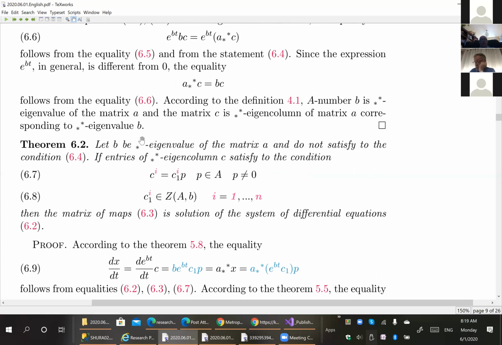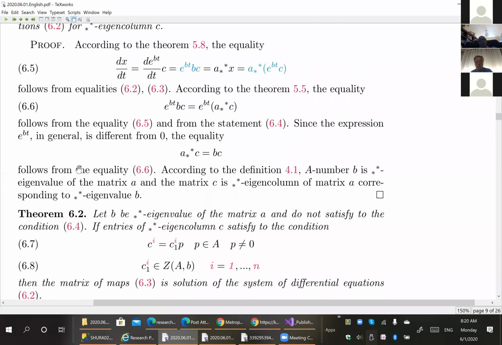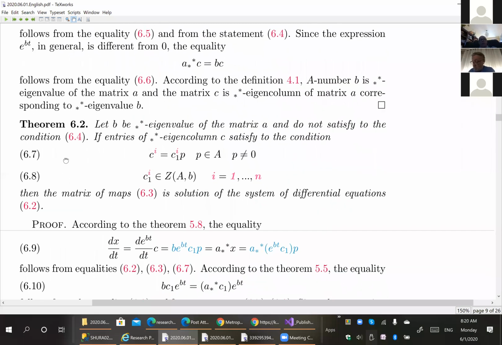In this case, I can write column C as the product of column C1 times P, where P is any number. Then I request that C1 commutes with B. Each entry of the matrix C1 commutes with B. This is also a choice where my expression will be a solution of the system of differential equations.